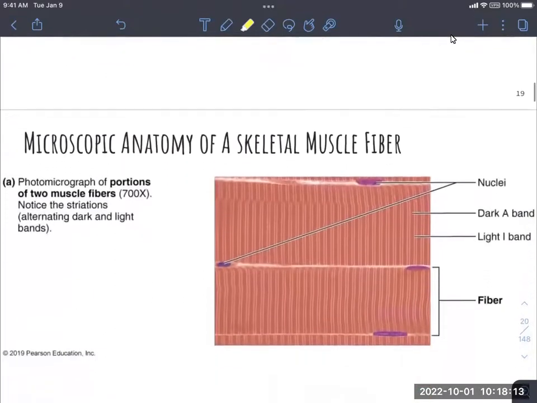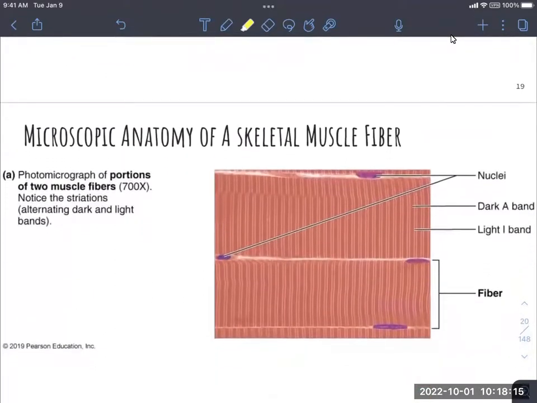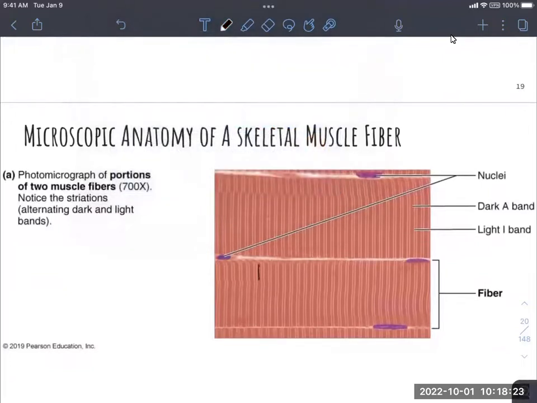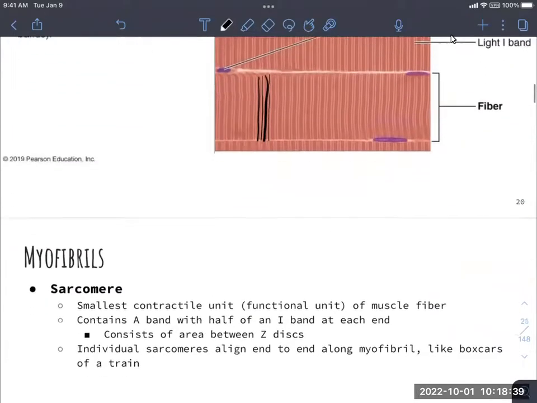So let's look. Again, we see those dark A bands. It's this dark A band in here, and right next to it, we have that light I band. And that dark A band, that light I band, back and forth, back and forth. Those are what make the striations.